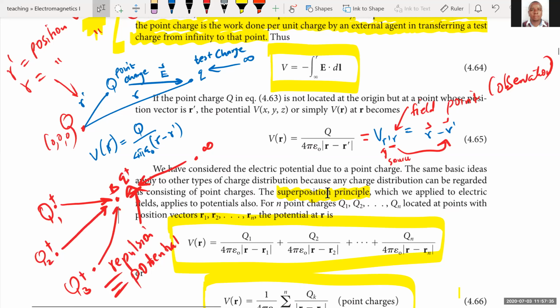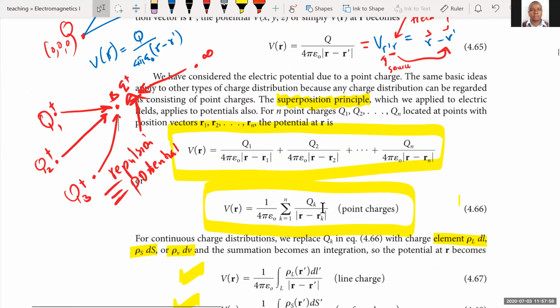So you'll see that it is going to be the sum total. We are applying the superposition principle that says that the total will be equal to the sum. Therefore, you get the potential due to Q1, the potential due to Q2, all of them until the potential due to Qn, you add them and you get the potential at point R due to all these charges. And that is what equation 4.66 says, just expressed in the summation format.